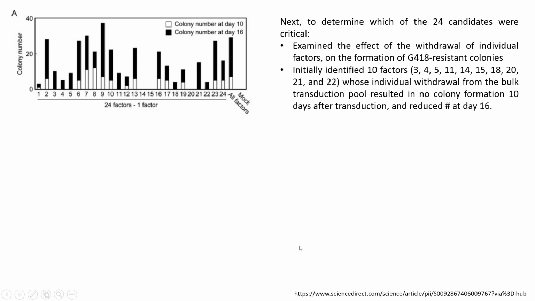So how did they do that? The first thing they did is to narrow down out of these 24 candidates. They examined the effect of withdrawal of individual factors on the formation of these resistant colonies. So initially, what did they do? They have all 24 of them. From each one, they are minusing 1. So this is 23 of the factors minus factor number 1, 23 of the factors minus factor number 2, right? 23 of the factors without factor number 3. So out of the 24, each time they're taking out factor number 10, 11, 12, like that.